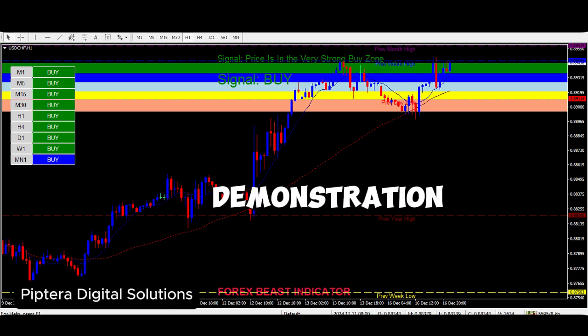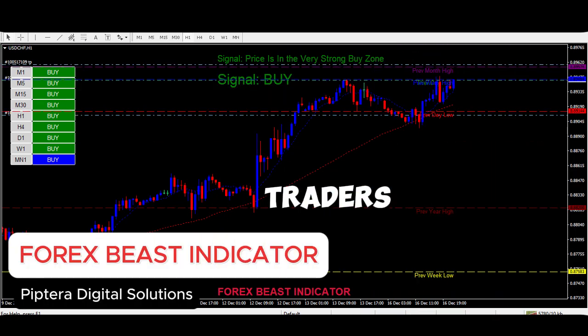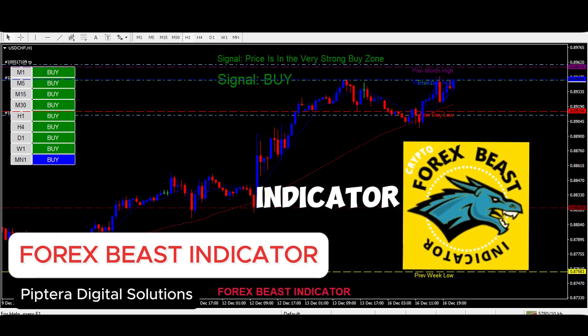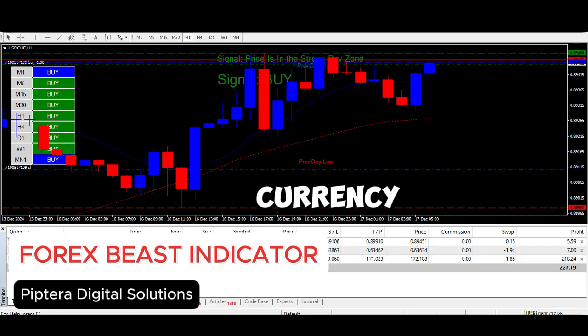This is the demonstration of the Forex Beast Indicator. Dear traders, welcome to the demonstration of the Forex Beast Indicator, the Forex Edge tool that has been tried, tested, and validated to be used for currency trading.